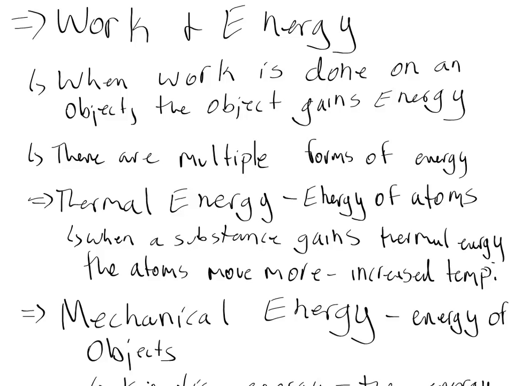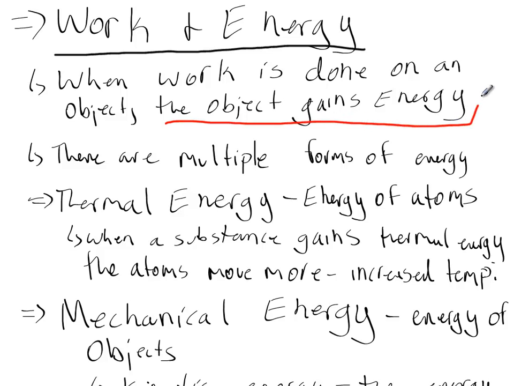Okay, the key things to get out of today are the relationship between work and energy and the different forms of energy. Work and energy are almost the same thing. Energy is the ability to cause change. Work is actually causing change. When you do work on an object, you cause it to gain energy. That is what this says. When work is done on an object, it gains energy.